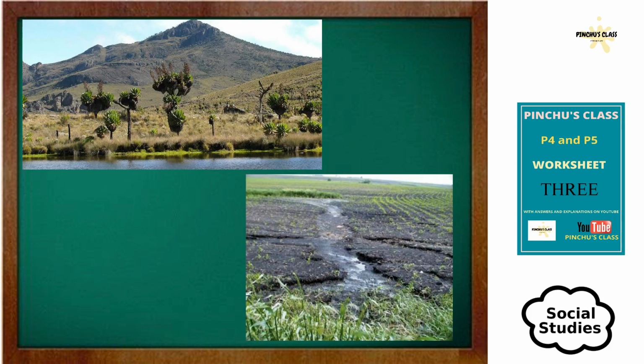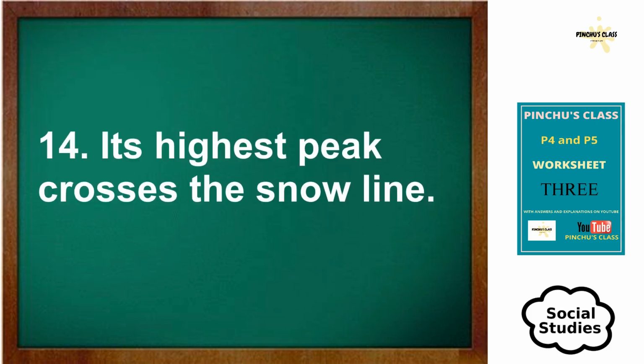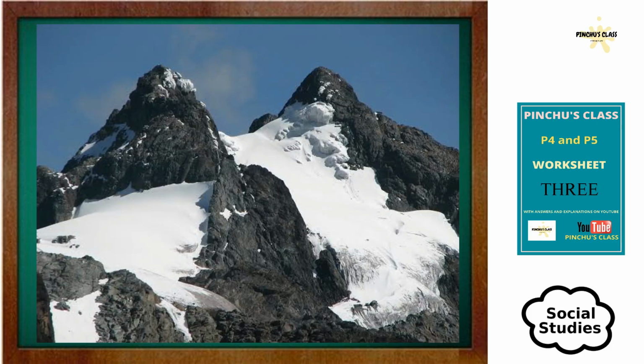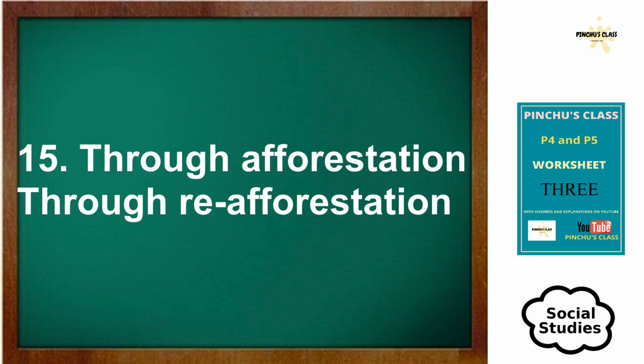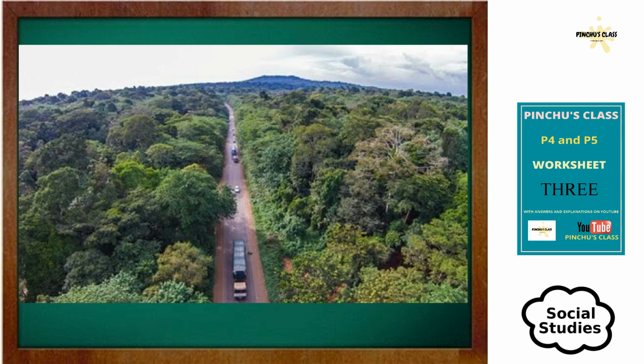poor transport. Then number 14, Mountain Rwenzori is snow-capped throughout the year because its highest peak crosses the snow line. Yes, the highest peak of Mountain Rwenzori crosses the snow line, as you can see that it is snow-capped. Then number 15, and this is the last one for social studies, ways of conserving forests in Uganda: through afforestation. Remember, afforestation is the planting of trees where they have not been, and even reforestation, planting more trees. Yes, and even avoiding deforestation, of course.